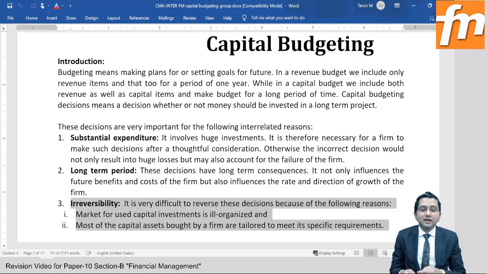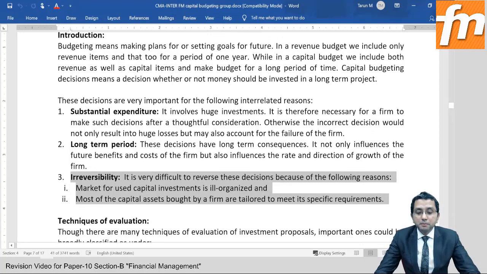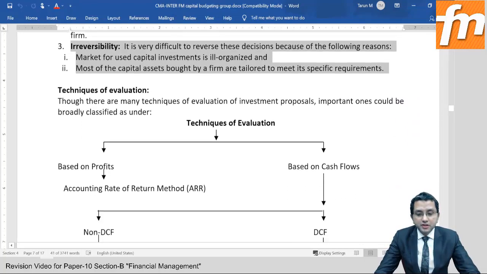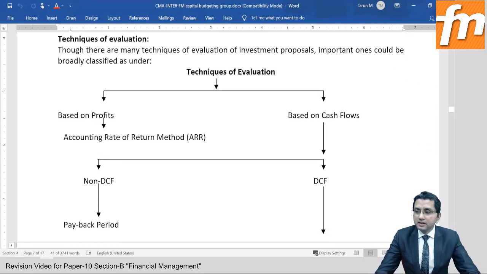Selling a two-wheeler in the market is really very simple. There is a market for used assets, but selling a 2,000 crore rupees project in the market is no child's play. It's almost irreversible, or I can say it's very difficult to reverse it. Once you step in, it's very difficult to step back, right? Irreversibility. These 3 points make capital budgeting decisions very important decisions.